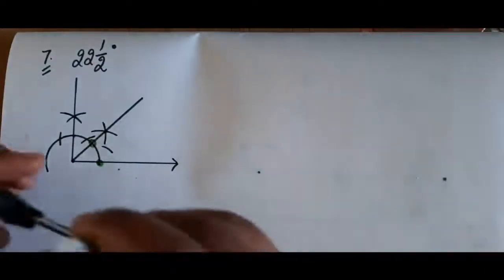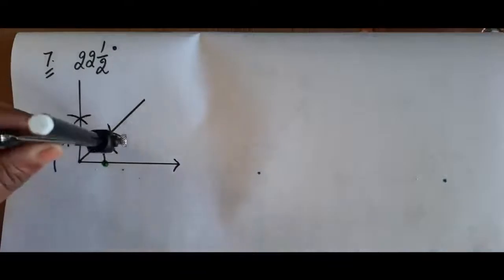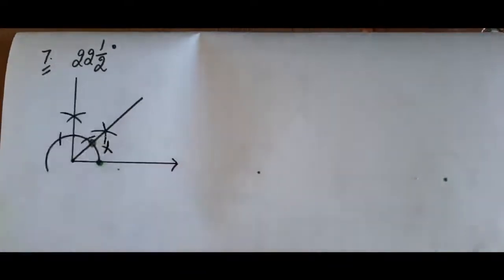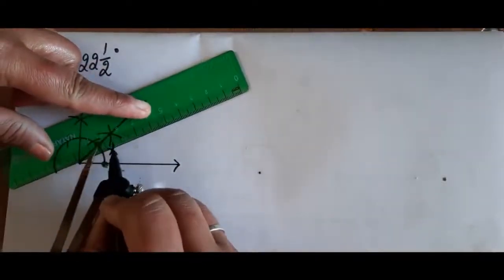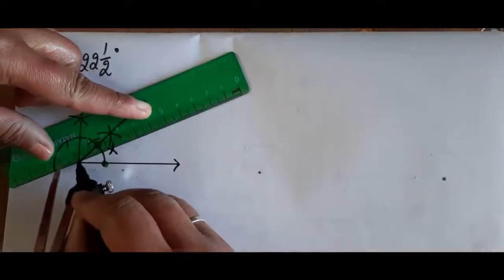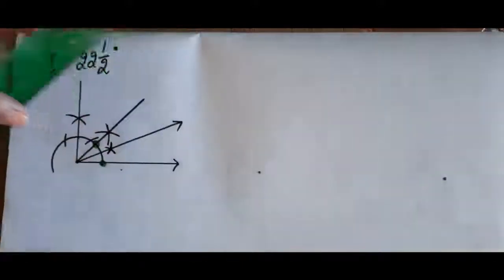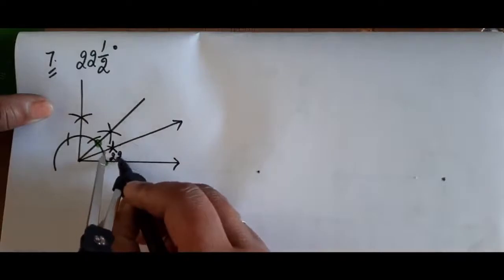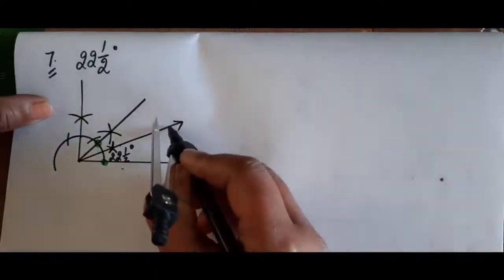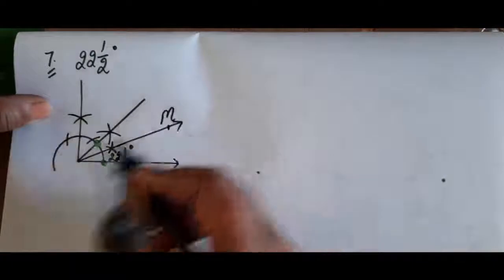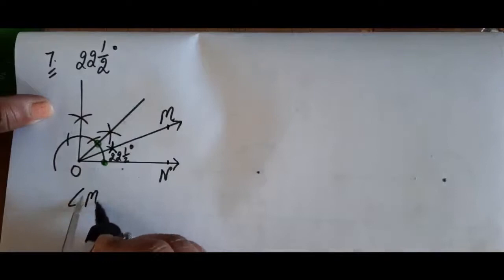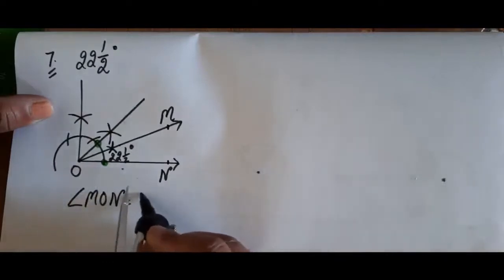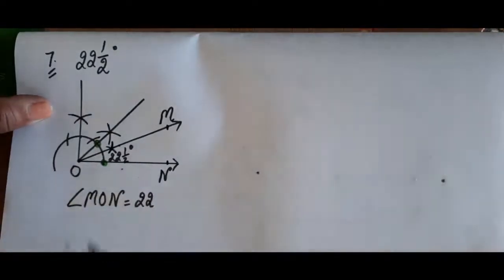And one more time keep your compass point at this point now and cut this arc to get a point. Now join this point with the end point of the ray. You will get an angle of 22.5 degrees. This is your required angle, 22 and a half degrees. You can name this angle as MON, by any capital letters. Angle MON is 22.5 degrees or 22 and a half degrees.